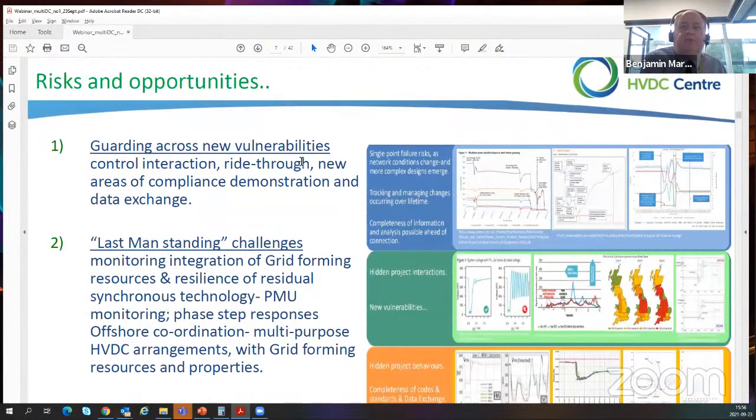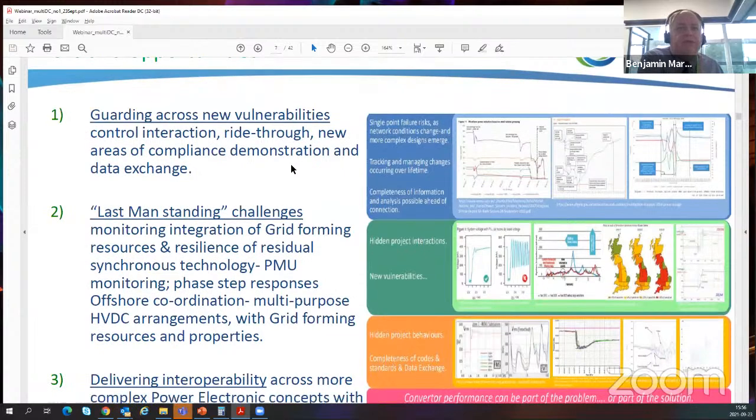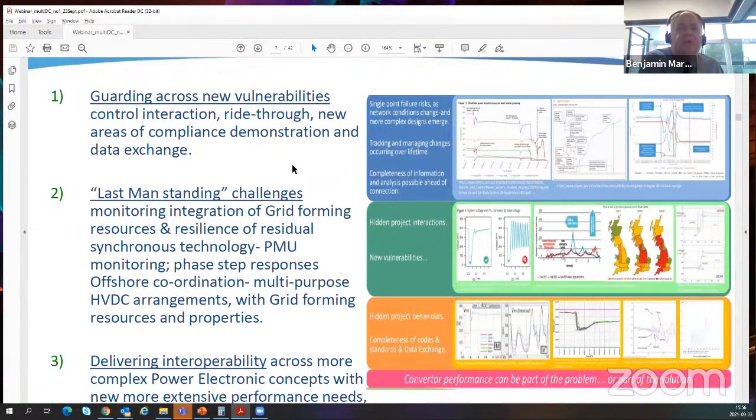So in terms of the risks, I've raised really 3. The first one is guarding against new vulnerabilities that you'll see summarized on the right. Various points of single point failure, vulnerabilities in terms of controls, hidden project interactions, hidden project behaviors which are not being captured by models or codes or data exchange.